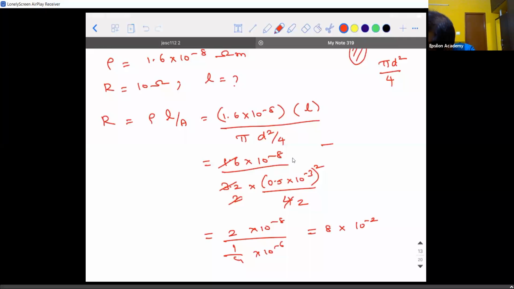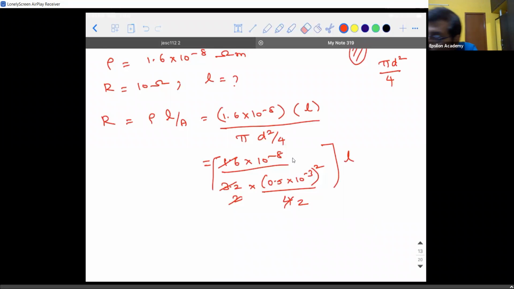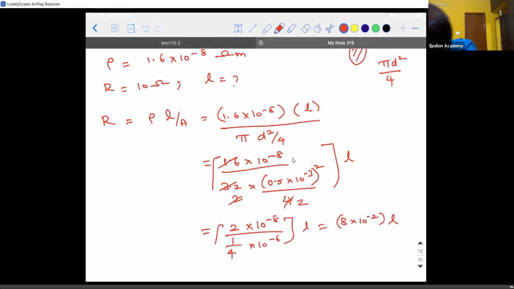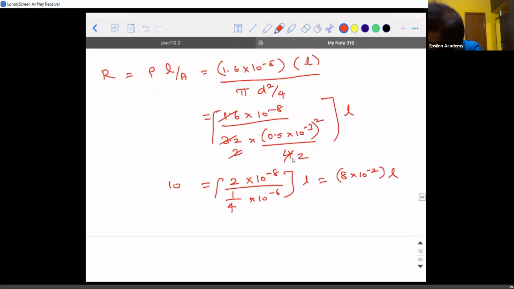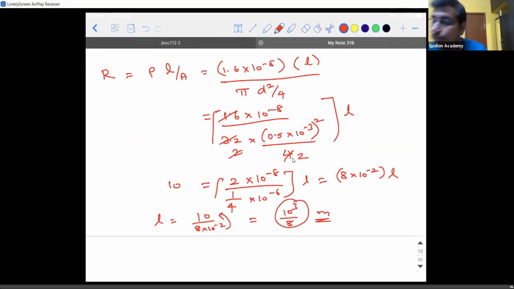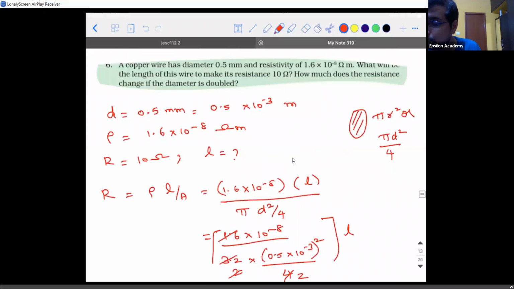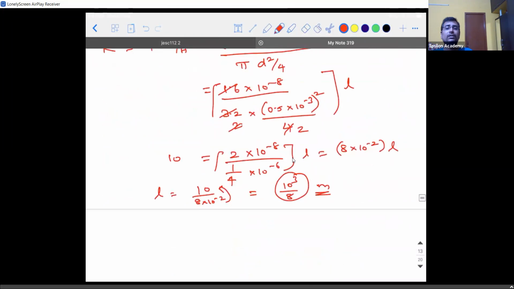Oh, I forgot length. This will be 2 into 10 power minus 8 divided by 1 by 4 into 10 power minus 6, the whole multiplied with L. So it will be 8 into 10 power minus 2 into L. How much is the resistance, guys? It is 10. So L will be equal to 10 divided by 8 into 10 power minus 2. This will go up. So 10 power 3 divided by 8, those many meters. Okay, those many meters is the answer for its resistance to be 10 ohm.